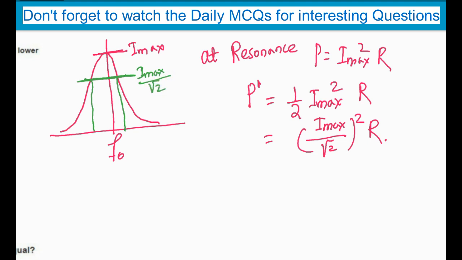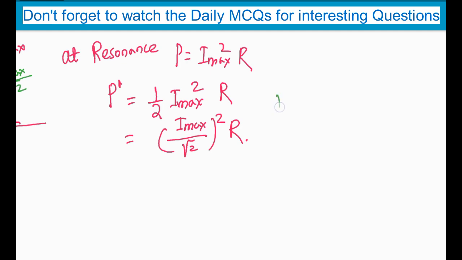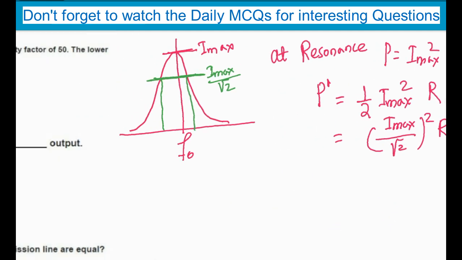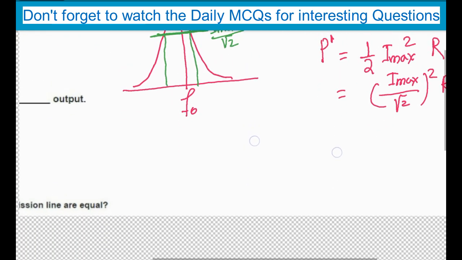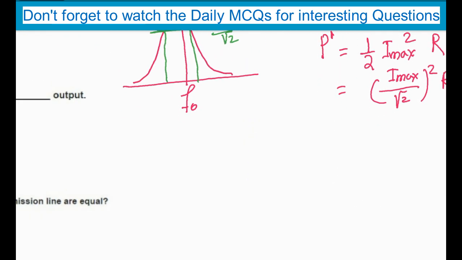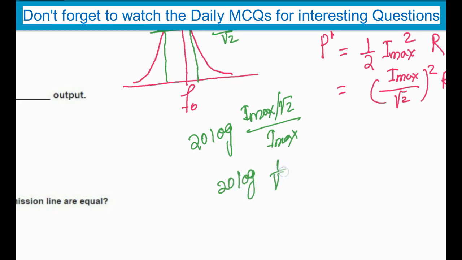So what is 1 by root 2? 1 by root 2 is 0.707. That means 70.7% of current. So at 70.7% of current we are getting half power. So this is called half power frequency. So in terms of decibel, what will be the term? 20 log I max by root 2 by I max. So this will be 20 log 1 by root 2, and this is minus 3 dB.